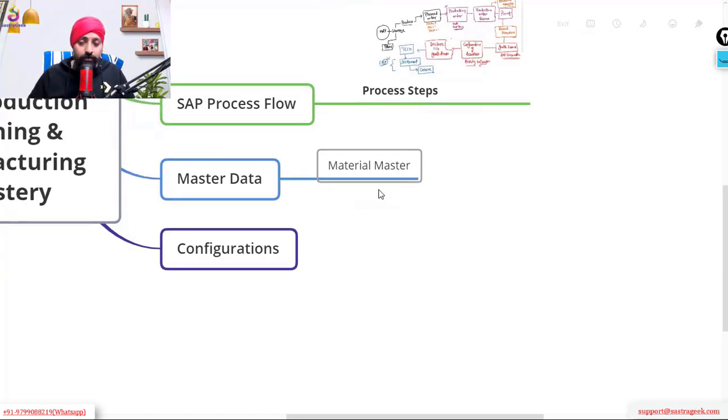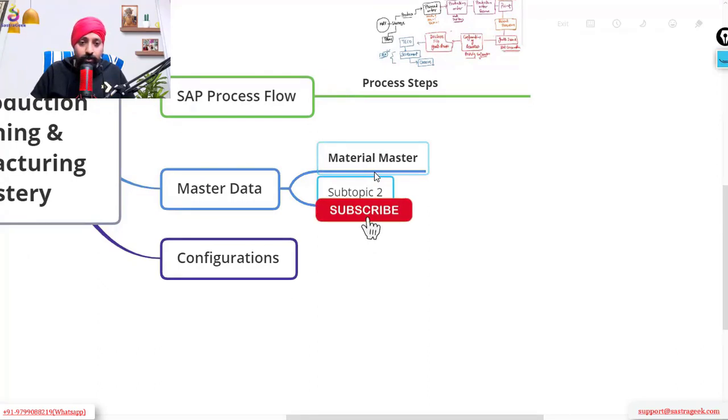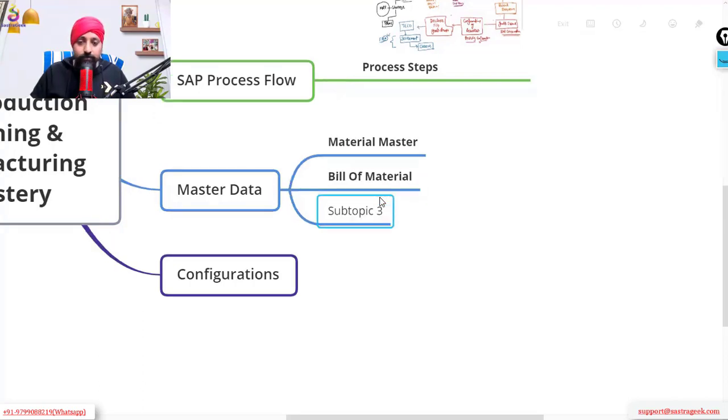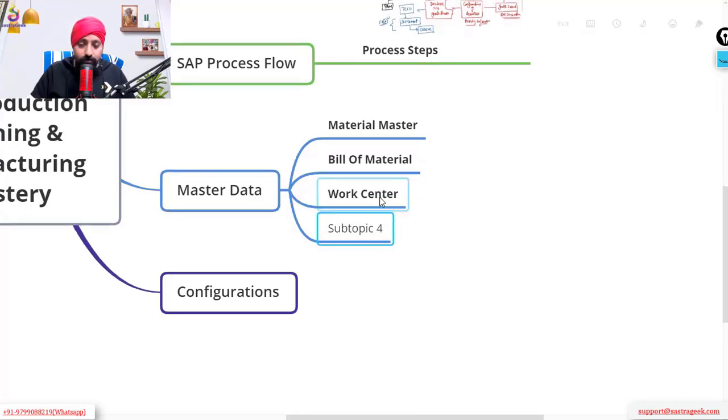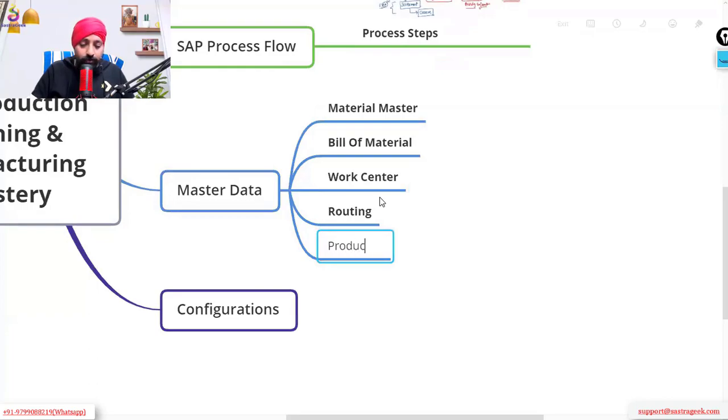So you will require material master. You will require bill of material. You will require work center. You will require routing. Different terminologies are there, don't get confused. You will require a production version.